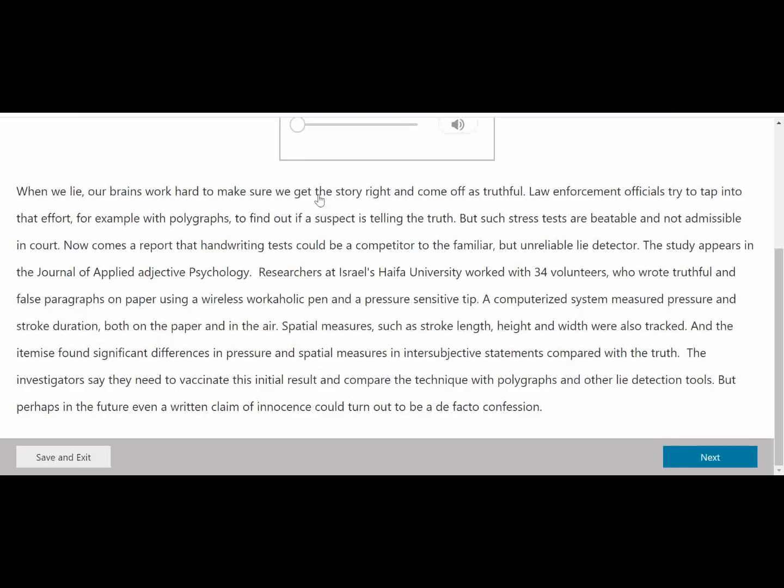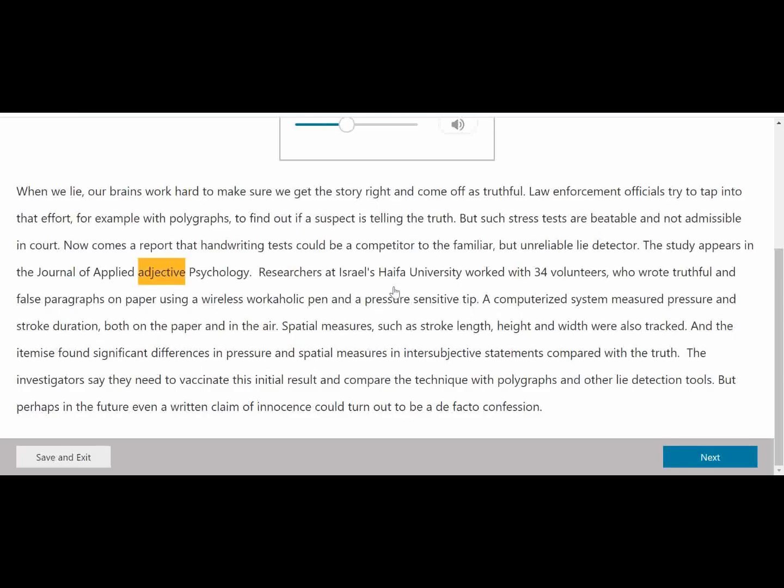When we lie, our brains work hard to make sure we get the story right and come off as truthful. Law enforcement officials try to tap into that effort, for example with polygraphs, to find out if a suspect is telling the truth. But such stress tests are beatable and not admissible in court. Now comes a report that handwriting tests could be a competitor to the familiar but unreliable lie detector. The study appears in the Journal of Applied Cognitive Psychology.